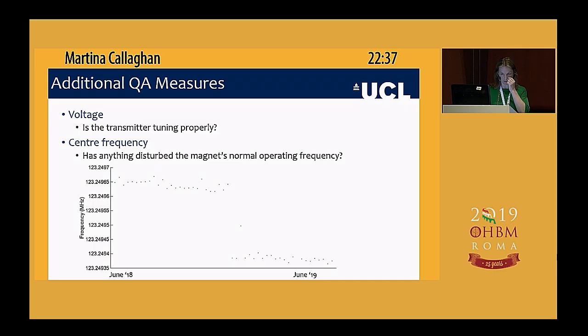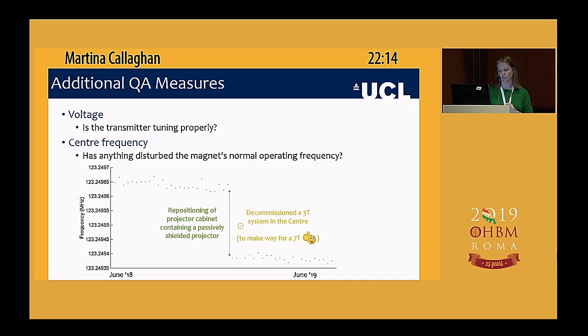So for example, here's some data from one of our systems over the past year, and you see there's a big jump in the data. And this was actually when we repositioned a cabinet holding our projector within the scan room. And because the projector had to have some passive shielding on it, there was really a lump of metal near the magnet, basically. So when we moved its position, it changed the center frequency of the magnet. You also see another little point that was a little bit anomalous, and this is when we were decommissioning a 3T system to make way for 7T.